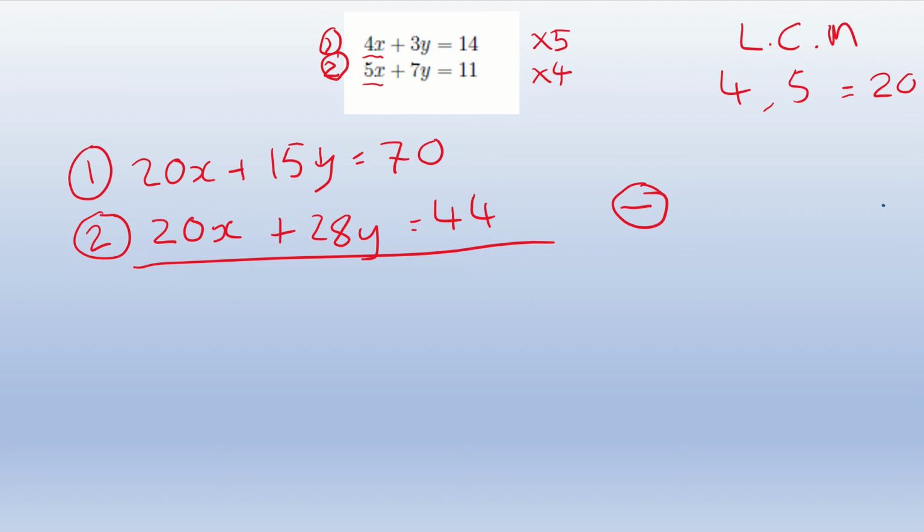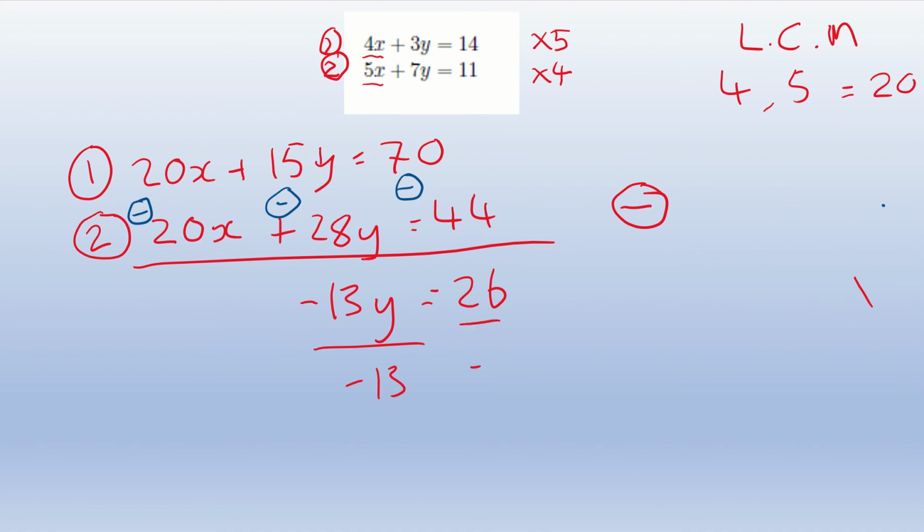So what I'm going to end up with is 20x minus 20x, 15y minus 28y, and 70 minus 44. We have no negative signs to contend with, so this is a nice question. 20x minus 20x is 0x, 15y minus 28y is minus 13y, 70 minus 44 is 26, and when I divide both sides by minus 13, I get that y is equal to minus 2.